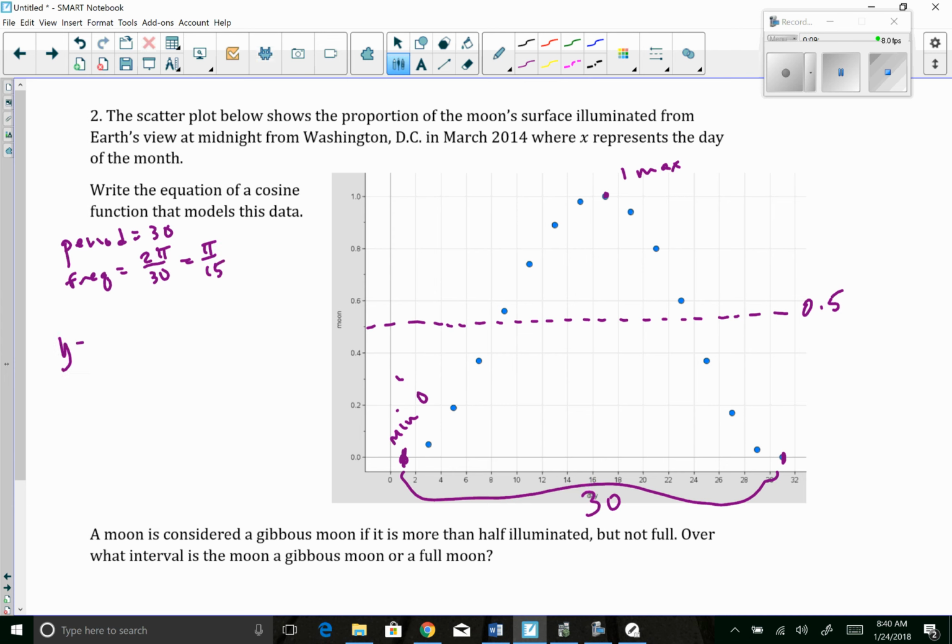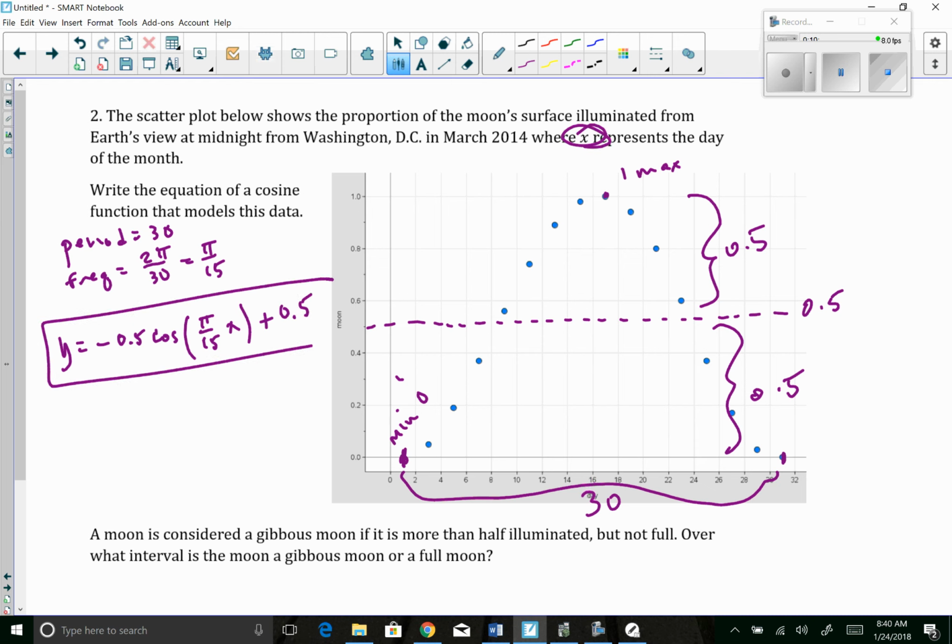This looks like an upside down cosine curve, so a negative cosine curve. The amplitude is 0.5, so to get to 1 from a half is 0.5. To get from a half to 0 is 0.5. So I know it's negative 0.5 cosine of pi over 15x. It does tell us to use x, so we'll use x here. Plus the midline, which was 0.5. This is something that you should be able to do for your test or quiz.